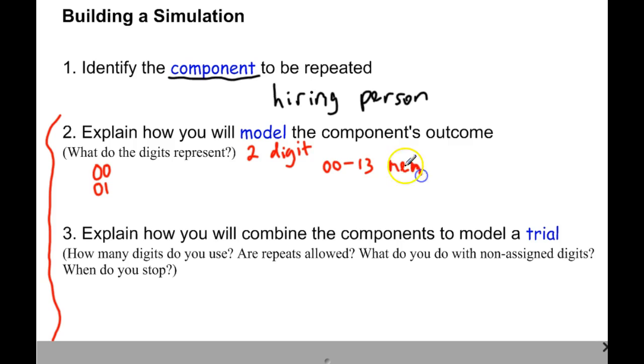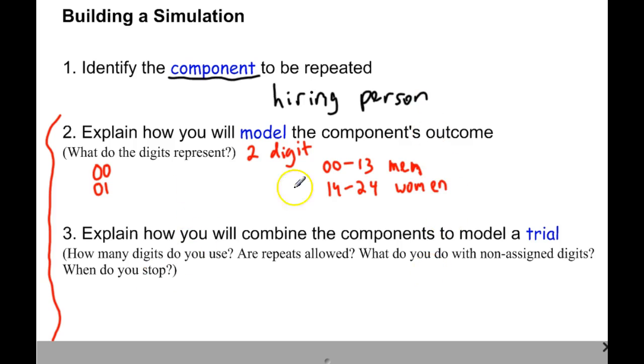So if you choose a 2-digit number from 0 to 13, it's as if you have chosen a guy. And then 14 through, let's see, not 25 because we started counting at 0, so there's 25 total, so I'm going to go through 24. I think that should be 11 different women. There's 11 numbers represented there. So if I choose a 2-digit number from 14 to 24, that's as if I hired a woman. My component is hiring one of those things.